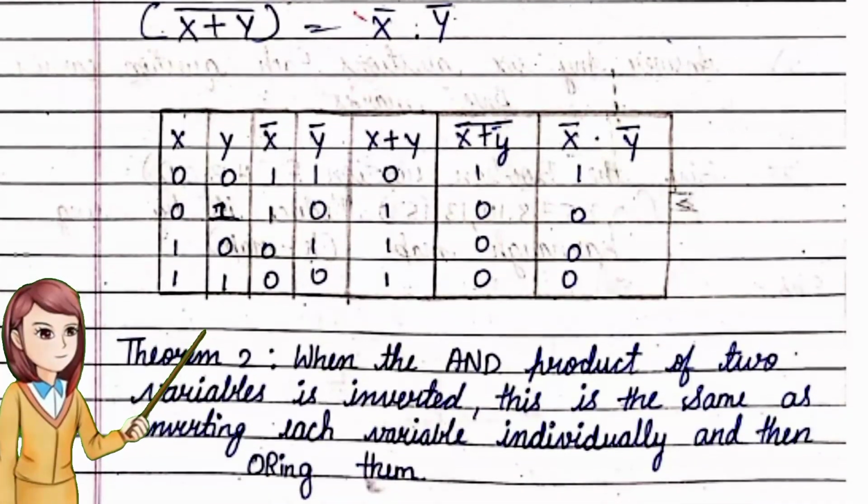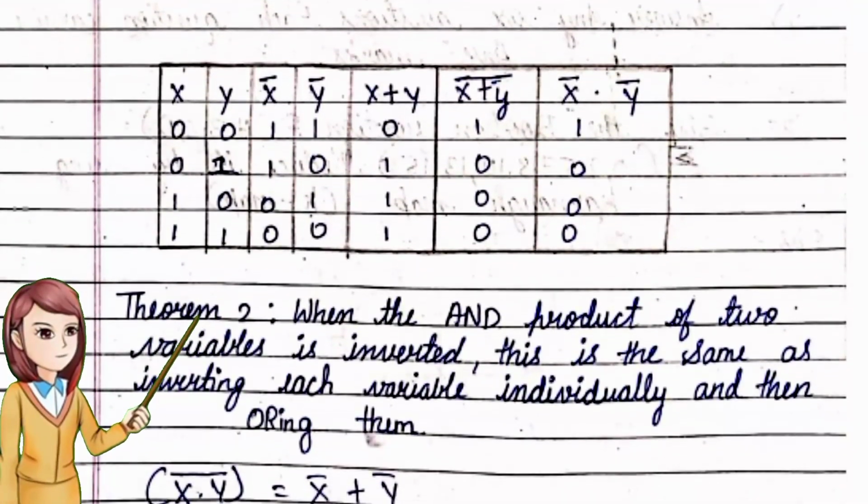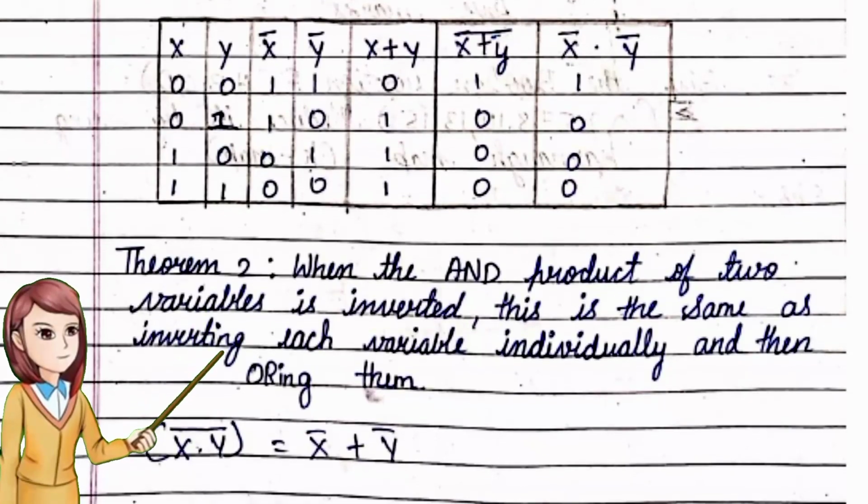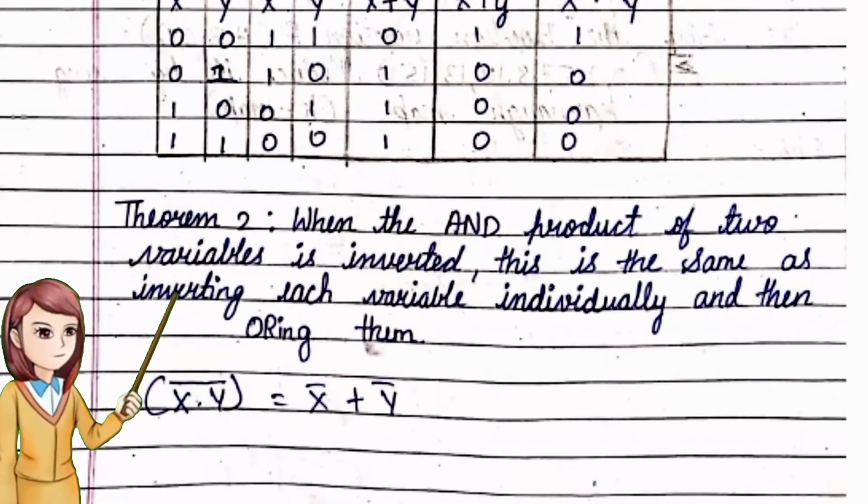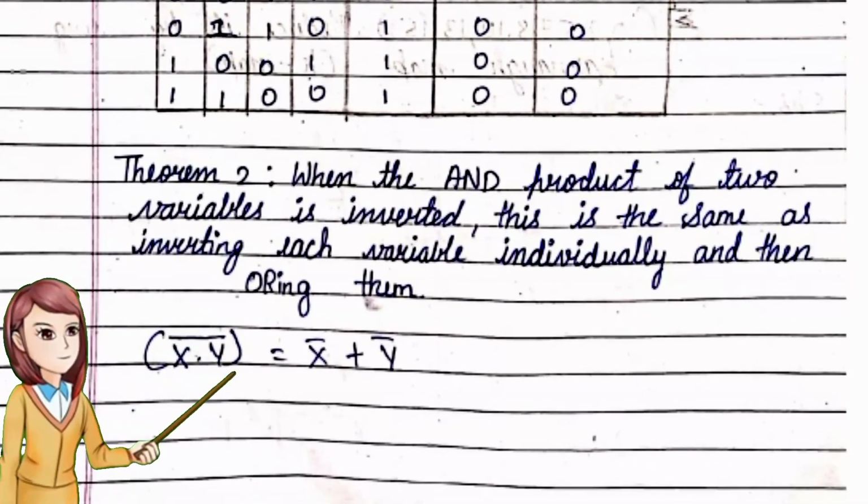Theorem 2: when the AND product of two variables is inverted, this is the same as inverting each individual variable and then ORing them.